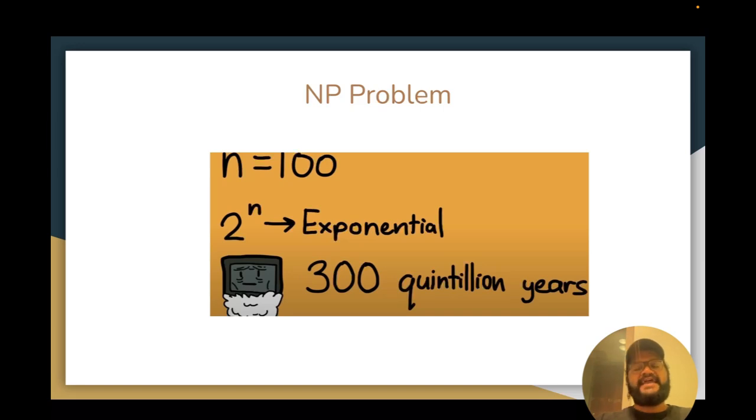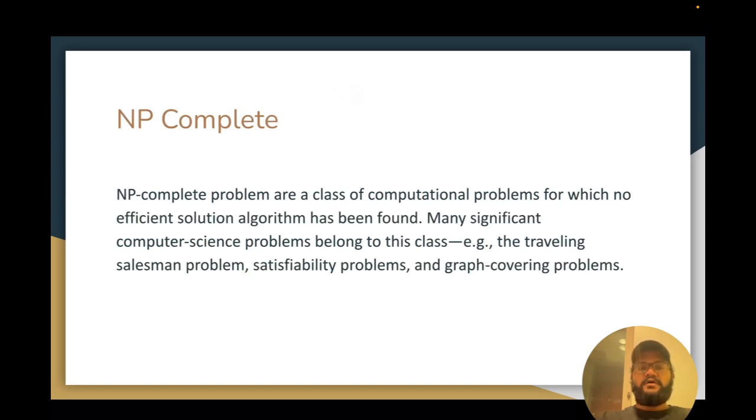Now, how do I design an algorithm to solve such problems? For this, we define a set of problems called NP-complete problems. NP-complete problems are a class of computational problems where no efficient solution or algorithm has been found. As we discussed earlier, the traveling salesman, the satisfiability problem, the graph covering problems, and a lot of other problems. Even strategizing battleships, Super Mario Brothers, and Sudoku are all NP problems. They are somewhat related.